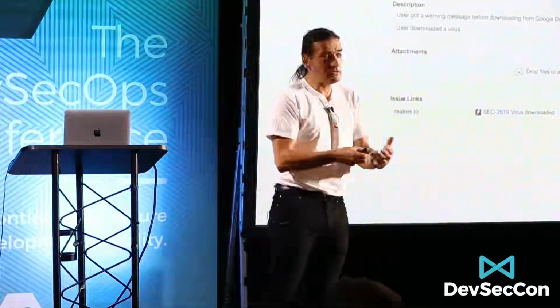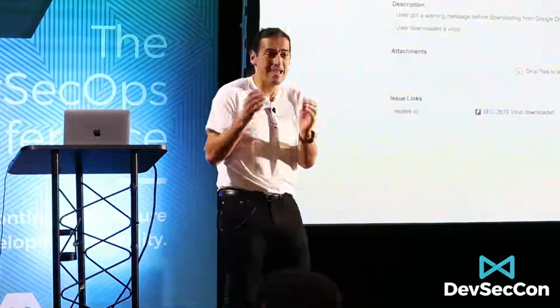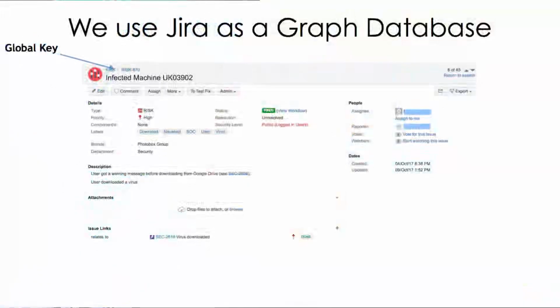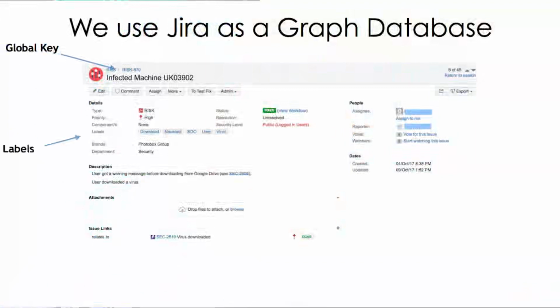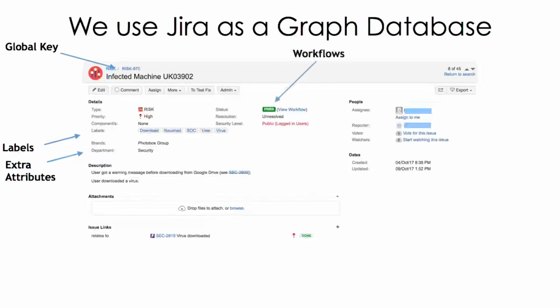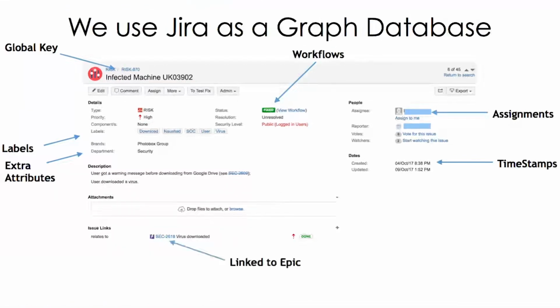So it was quite interesting. I was using Jira quite a lot, and then one day I realized, actually, this is interesting. We're actually using it as a graph database. Because if you look at this, we have our global key, in this case, that's the risk, right? That's the global key, that's the unique identifier for this. And then we start to have labels. That's cool. We have extra attributes. So these are attributes that we particularly added. You can then have the workflows, you can have assignments, you can have the timestamps. And in this case, you have linked that to a particular epic.